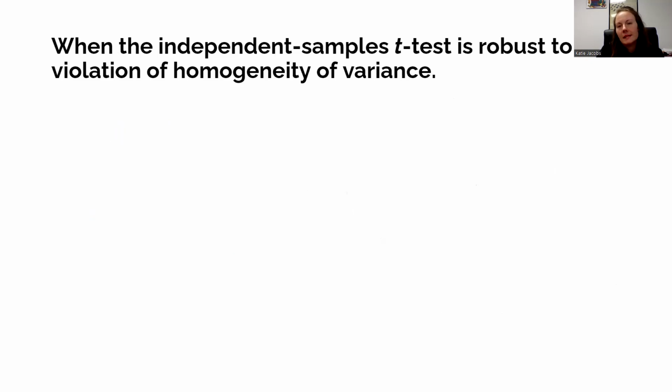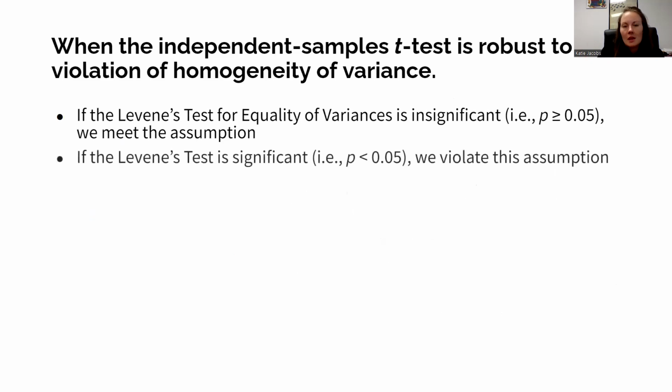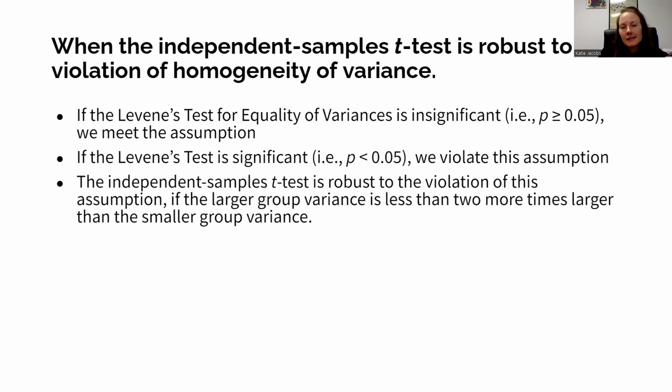Again, the independent samples t-test is robust to the violation of the homogeneity of variance assumption. So if the p-value is greater than or equal to 0.05, we meet the assumption, we're done. We can continue to check our other assumptions. However, if it's significant, we violate this assumption. But the independent samples t-test is robust to the violation of this assumption if the larger group variance is less than 2 times larger than the smaller group variance.